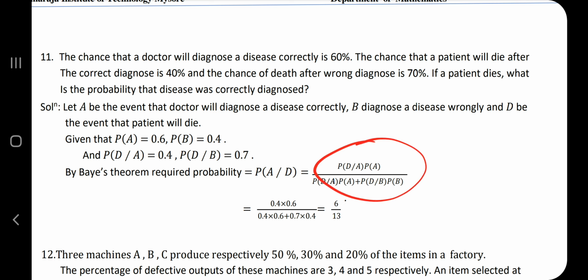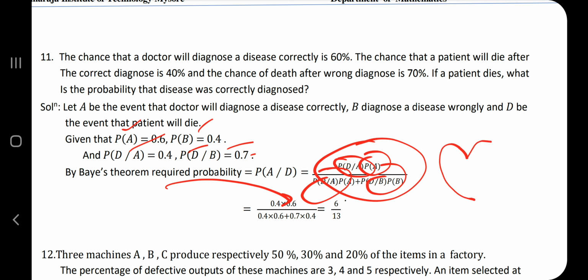The expansion of the formula you already know. You can write it, and P of D by A and P of D by B are all given here, same as in the previous question. You can substitute and find the answer. So that's all. Practice mode. These types of questions are mostly repeated.